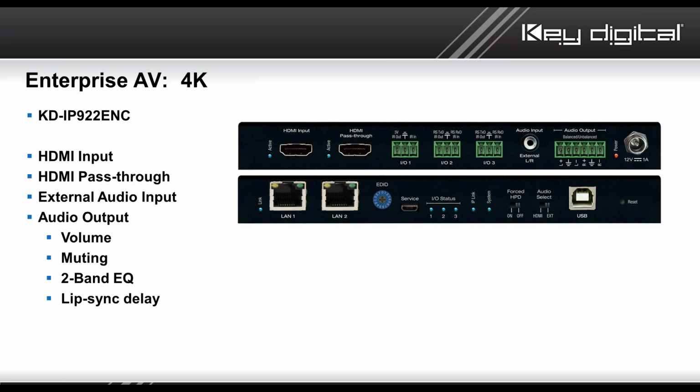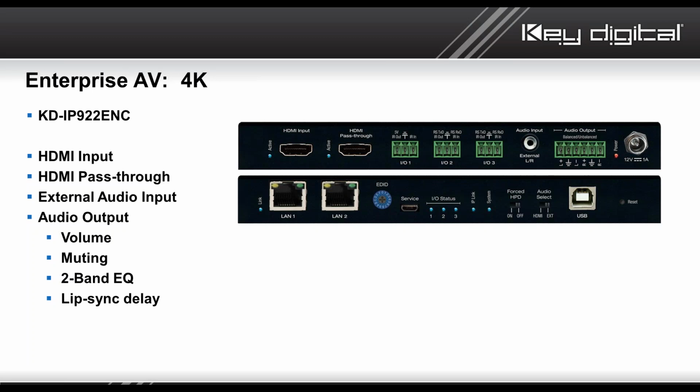You have an audio output on a balanced, unbalanced 6-pin Phoenix. That audio output is hugely important because there is lip sync delay there. There's volume control, muting control, two-band EQ. The only thing this doesn't do essentially is it's not an amplifier. You still need an amplifier, but in this case it could be a dumb amplifier. It doesn't need to have all the DSP features. Those are all built into the Phoenix connector.